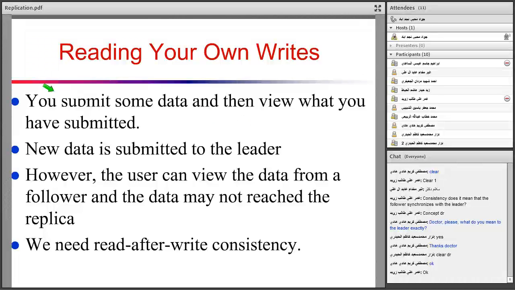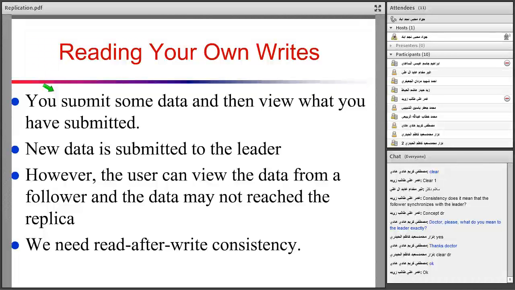You submit some data and then view what you have submitted. It's about reading your own data. New data is submitted to the leader, we know that. However, the user can view the data from a follower, and the data may not have reached the replica, which is an asynchronous follower.